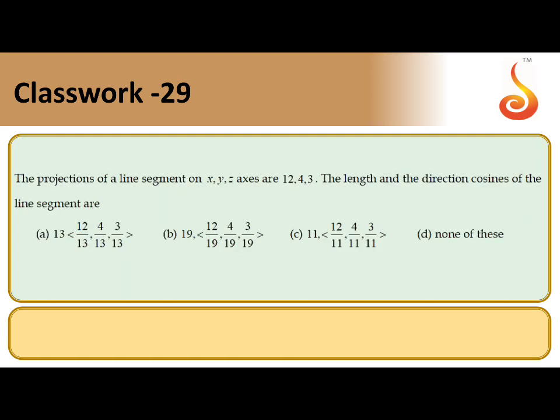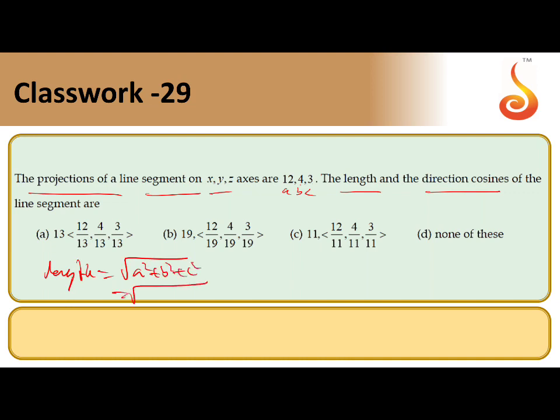Next question. The projections of a line segment on the x-axis, y-axis, and z-axis are 12, 4, 3. You can take them as A, B, C. Find the length and direction cosines of the line segment. The length will be root over A square plus B square plus C square, that means root over 144 plus 16 plus 9, so root 169. That gives 13. So the length of the segment is 13.